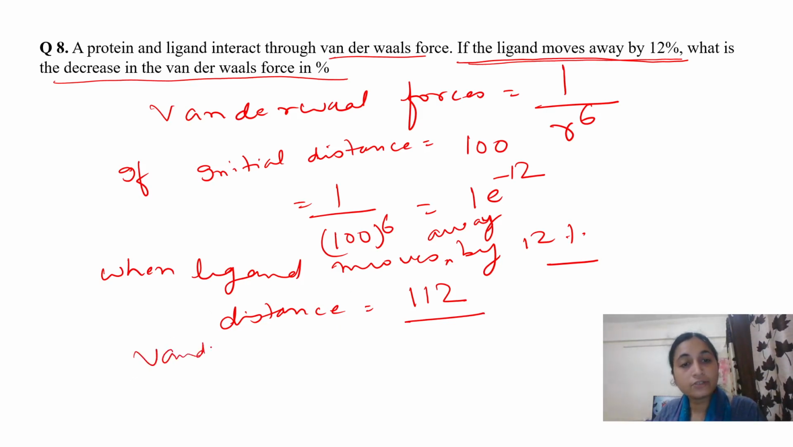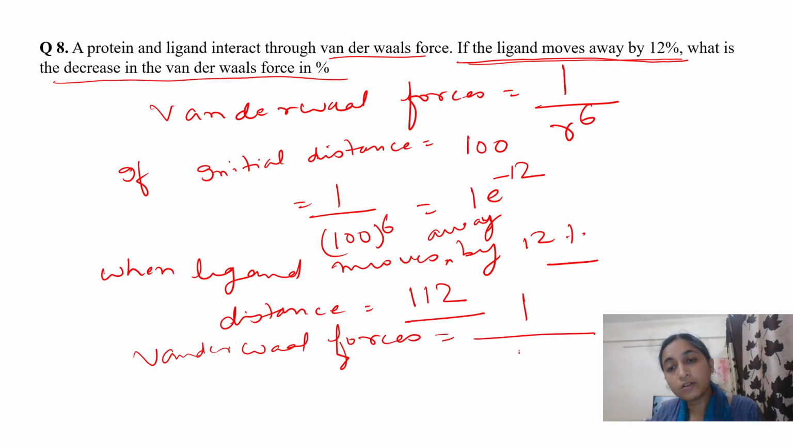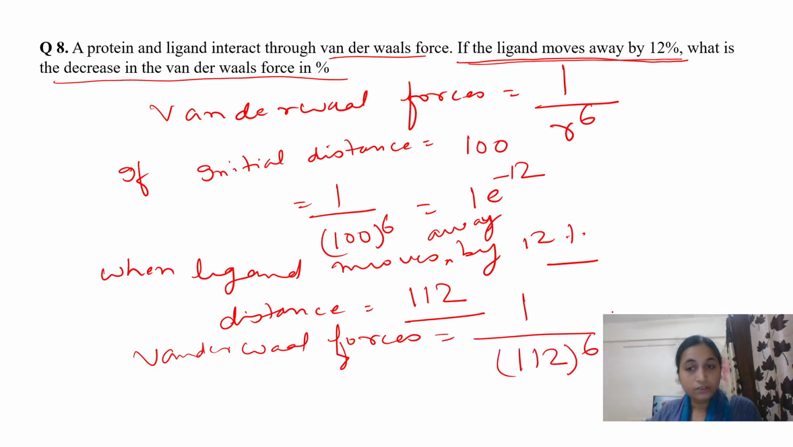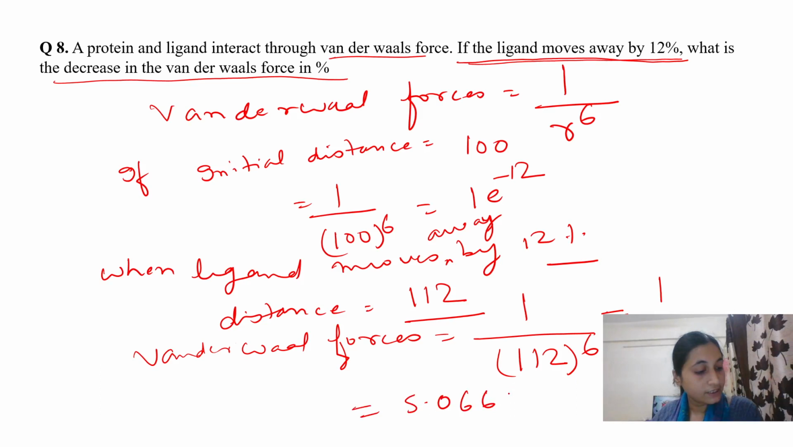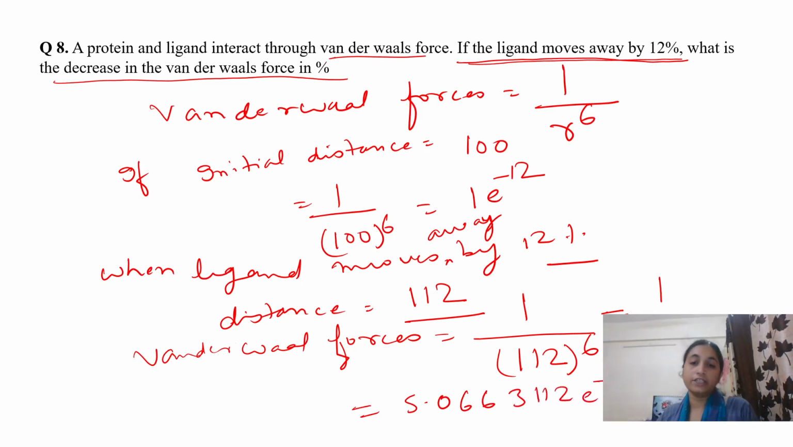and at that time the van der Waals forces will be 1 upon 112 power 6. So how much will it come? This will come 1 upon 1.97382269 e power 12, and this will be equal to 5.06631112 e power minus 13. So now we have got the van der Waals forces in both cases, the initial case and after the ligand moves by 12%. So now we have to calculate the decrease in van der Waals forces in percentage.